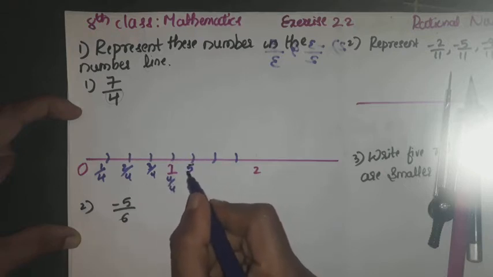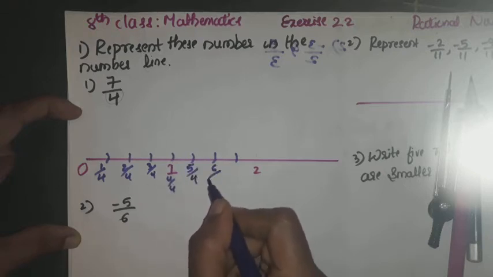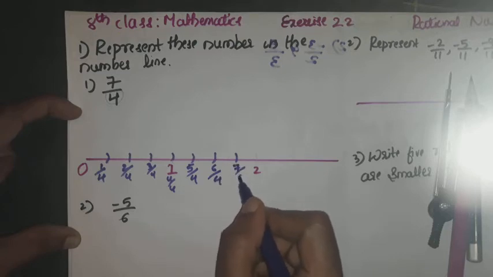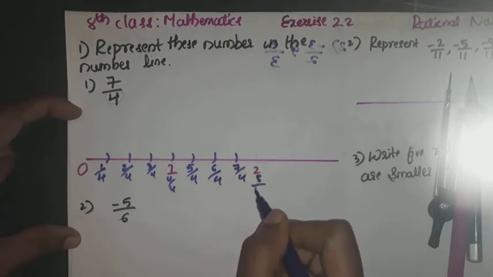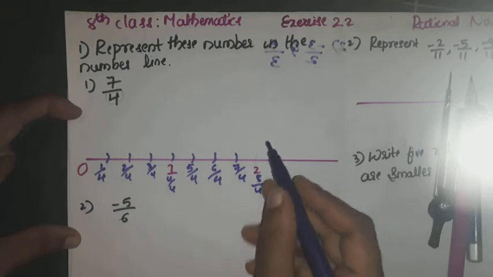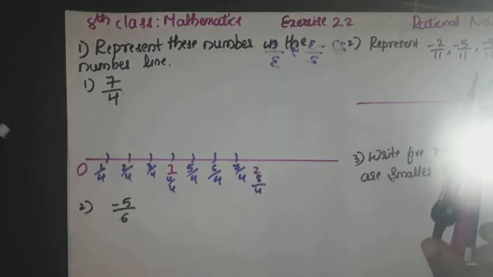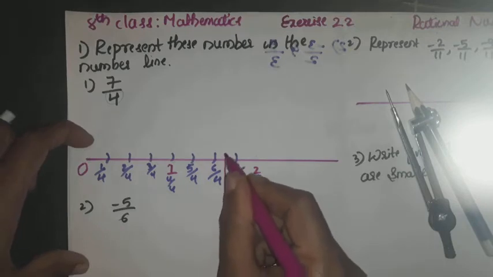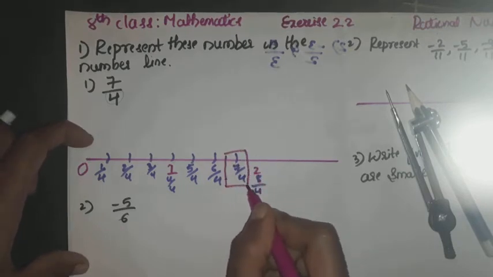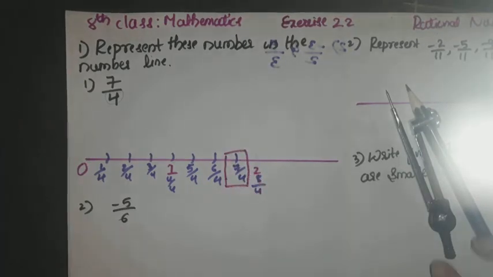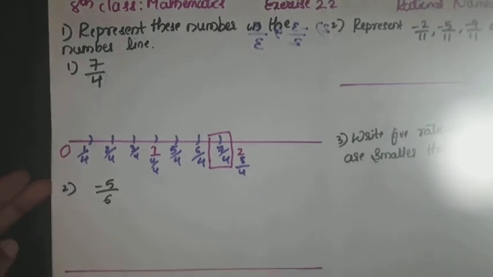Next this is 5 by 4, this is 6 by 4, this is 7 by 4, this is 8 by 4. 8 by 4 is 2. So now we need to denote 7 by 4. That is this number. Here the 7 by 4 is this number. So next, second one.